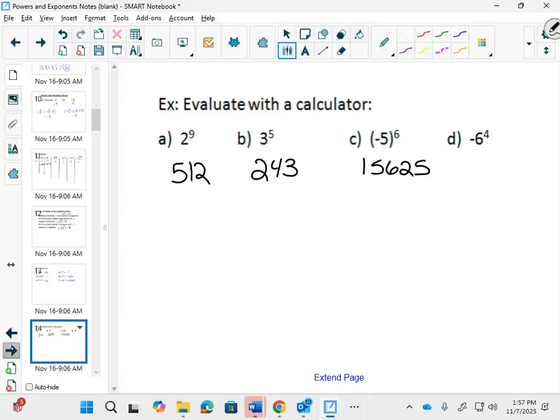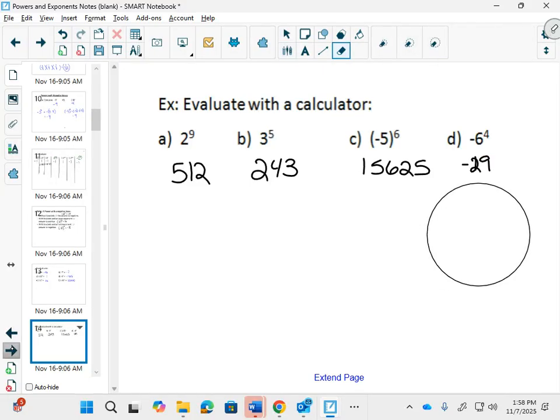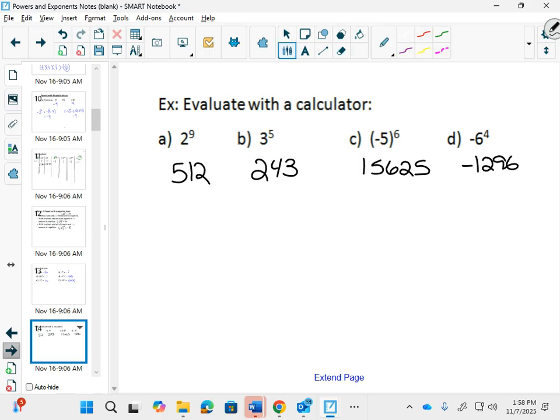Oh, and this one. Negative 1000. And this one, negative 1,296. Yes, I got it right. Awesome. Okay.